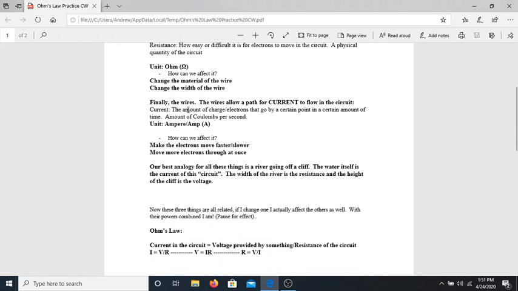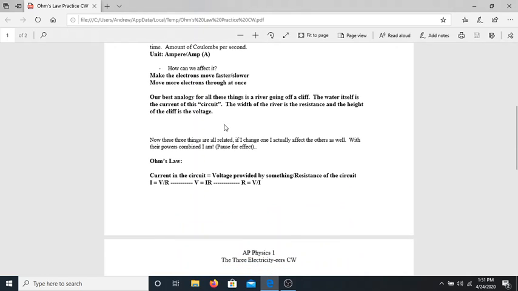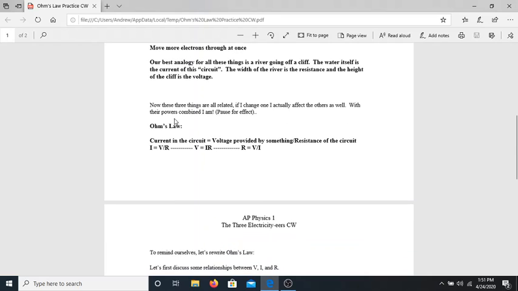And then finally, you had the wires, which allow a path for current to flow through in the circuit. That last piece was the current in the circuit, and that was literally the amount of charge or electrons that move past a certain point in a certain amount of time. So that's basically like the electricity. All three of those things combine to form what we refer to as Ohm's Law, which basically is defined as the amount of current in a circuit is dependent on the voltage provided by something, might not necessarily be a battery, divided by the resistance of the circuit.